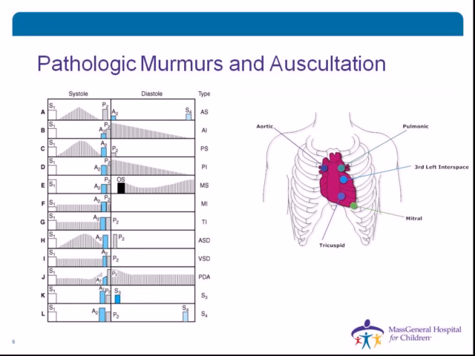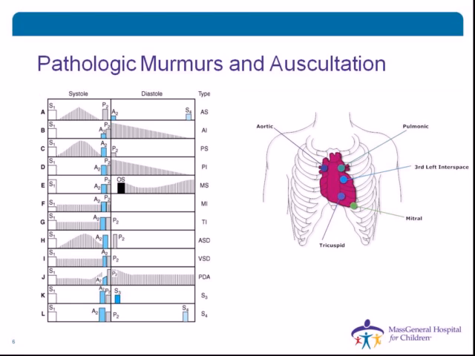Similar to the aortic stenosis murmur, the pulmonary stenosis murmur is appreciated during systole, and again is also a crescendo-decrescendo murmur. However, it is best appreciated over the pulmonic area. And pulmonic insufficiency, also best appreciated over the pulmonic area, is heard as a decrescendo murmur over the pulmonic area.